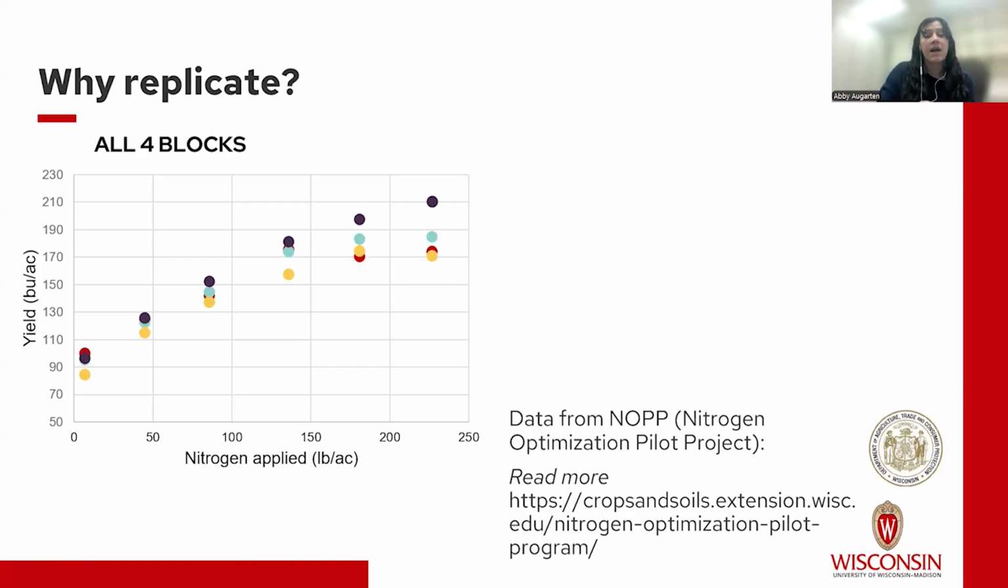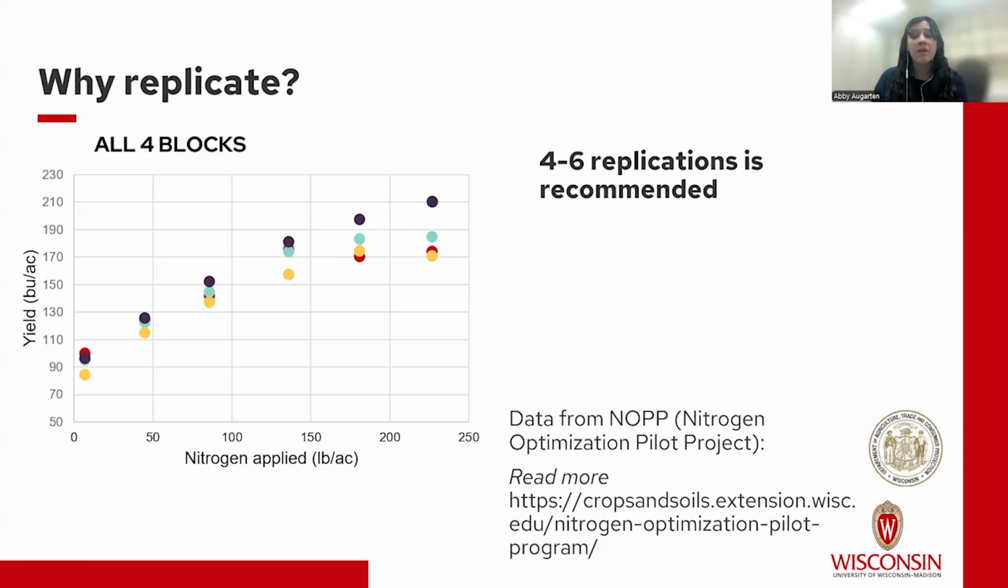And this really highlights, now that we're looking at all 4 blocks, the value of replication. From here, we have more statistical rigor, and we can run the appropriate models to figure out what that optimum nitrogen rate is and with what sort of confidence we have in that.